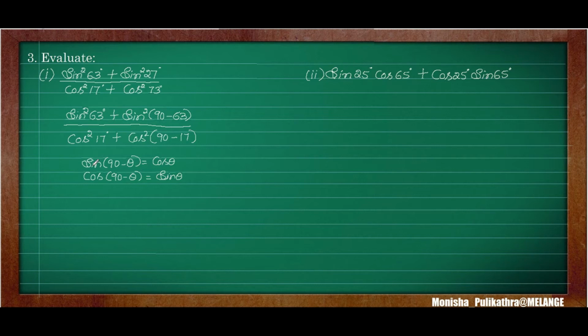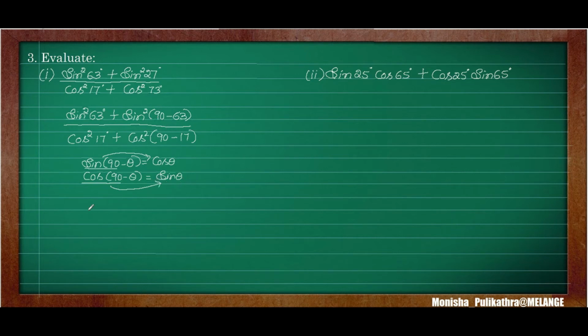Whenever sine comes with 90 degree, it will change into cos with the same angle. So this is the angle: 90 minus theta. When cos comes along with the complementary angle 90, then it will change into sine.